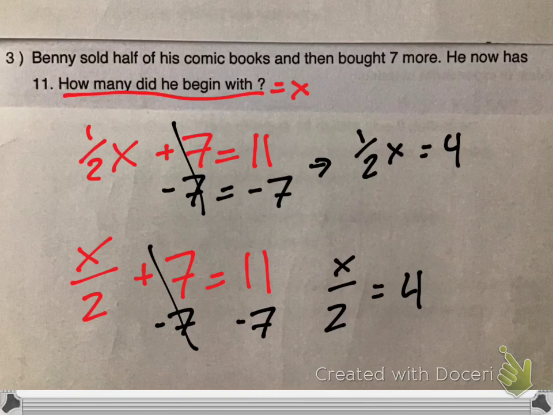I gotta isolate it. So what do you think we do, Rafi? Perfect. So he says, divide by 1/2 on each side. Yes. So what is dividing by 1/2 the same as, Ben?